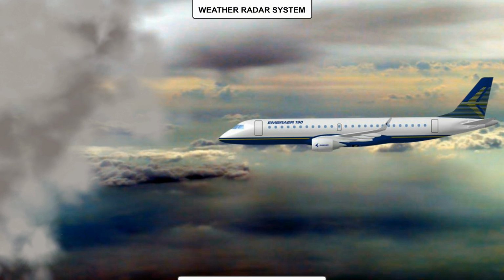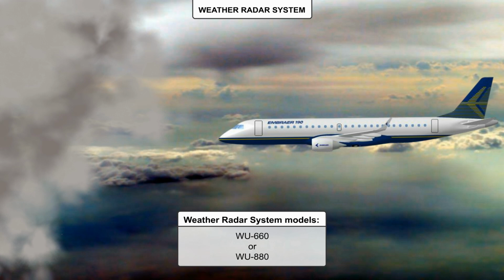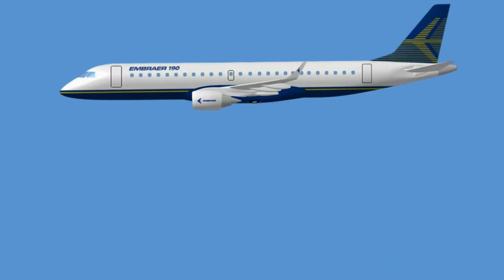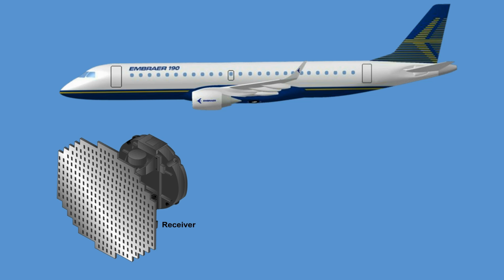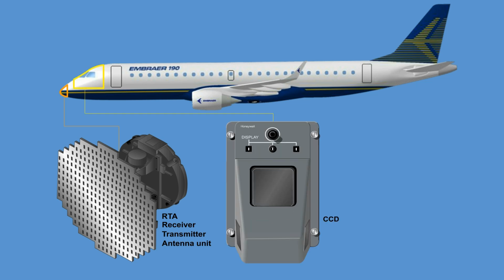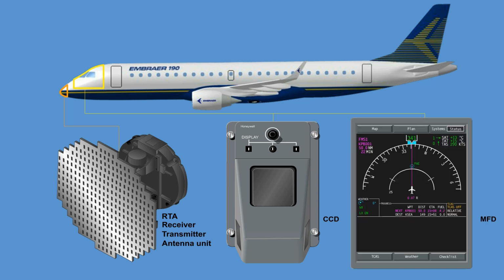The airplane can be equipped with WU-660 or WU-880 weather radar system models. The weather radar system is designed for detection and analysis of the weather during flight. The weather radar system consists of an integrated receiver, transmitter, antenna unit, RTA, and two virtual weather radar controllers. The RTA is mounted in the nose of the airplane, whereas the virtual controllers consist of the CCDs and the weather mode information displayed on the MFDs below the weather information.